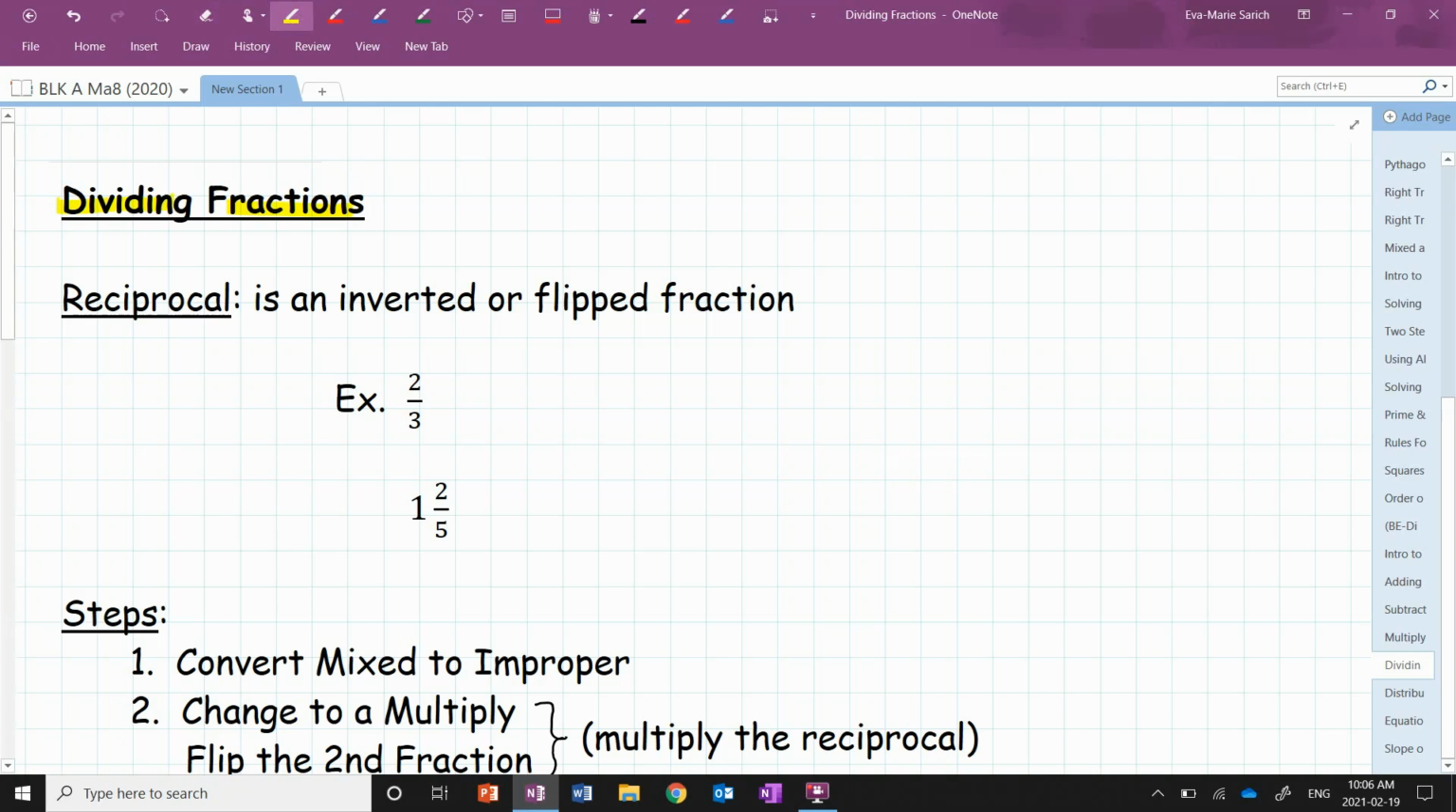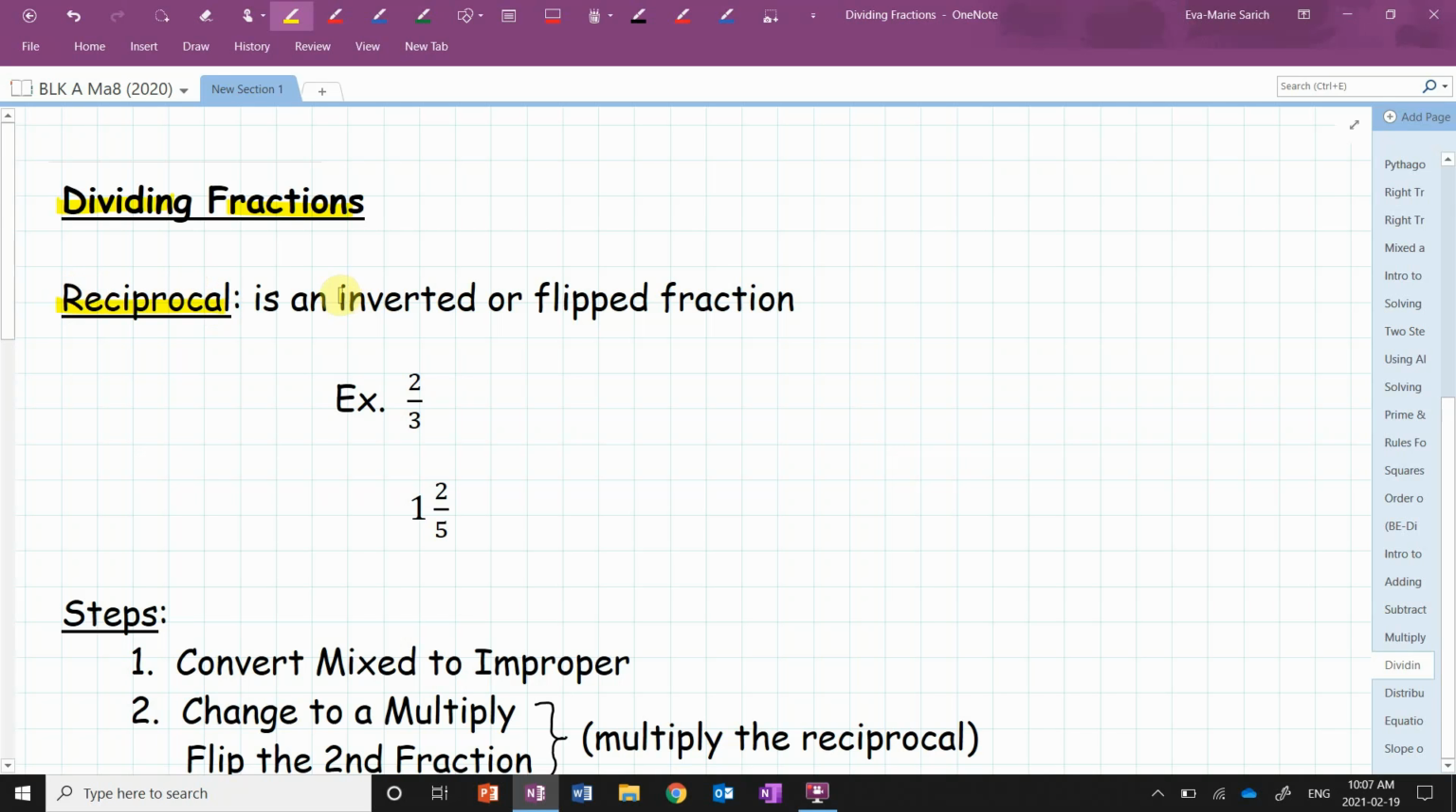Now dividing and multiplying are actually close to each other, or related in a way, because what we actually do is take a divide question and turn it into a multiply question. It's kind of a bit like when we were subtracting integers. We turned that into an adding integers question, right? By adding the opposite. Now we're not using opposites here. We're using something called the reciprocal.